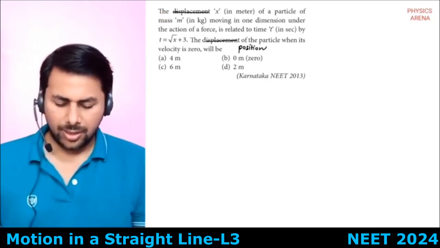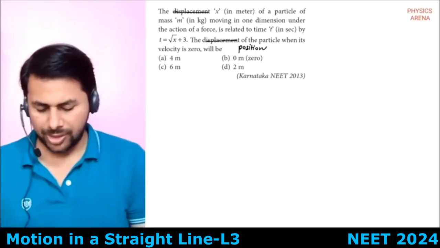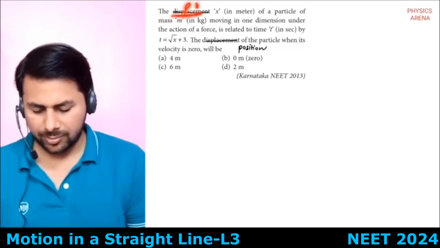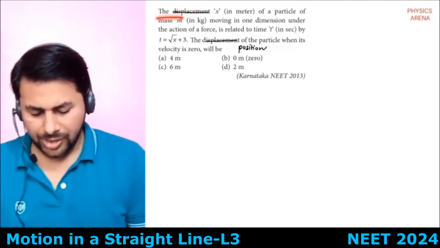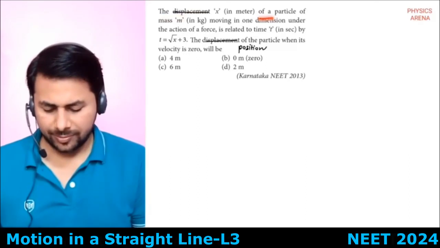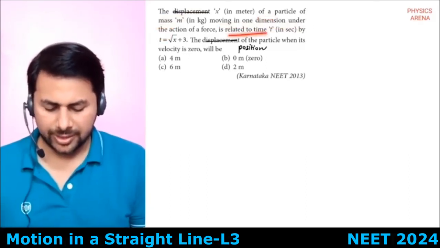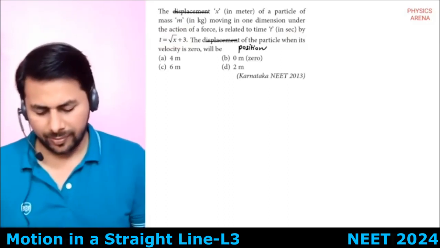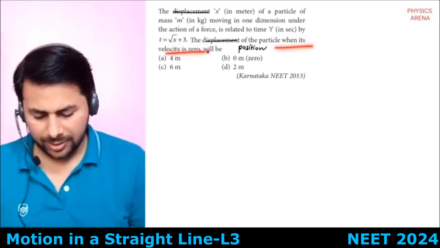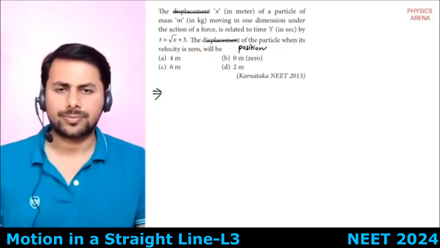Next question is the x in meter. Okay, the position, this should be position. So wrongly they wrote displacement. So the position x of a particle of mass m moving in one dimension under the action of a force is related to time in second by this thing, t = √x + 3. Then the position of the particle when its velocity is 0 will be. Now what should we do?